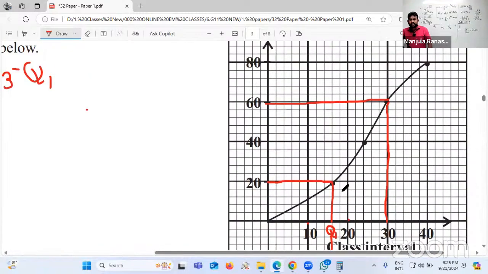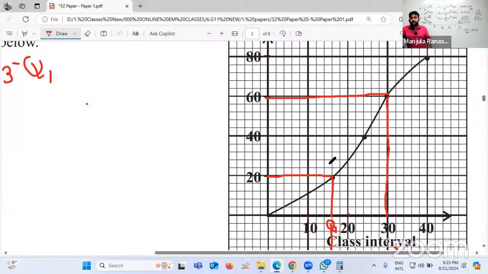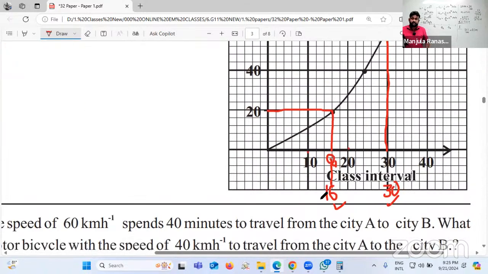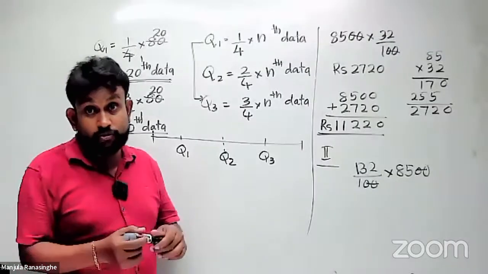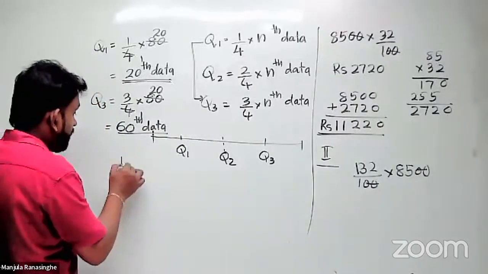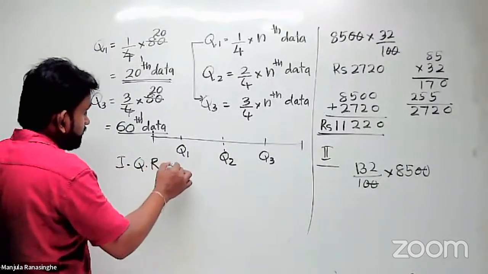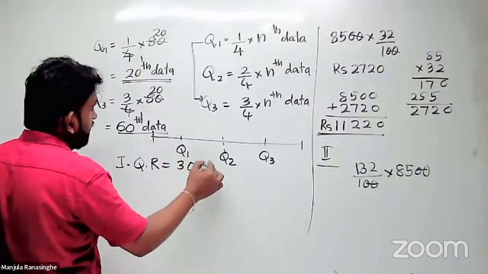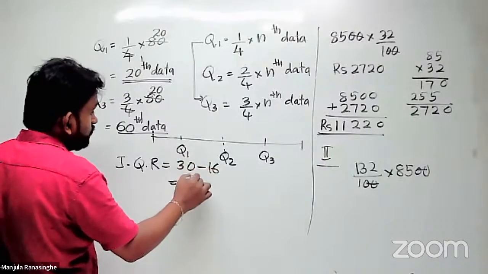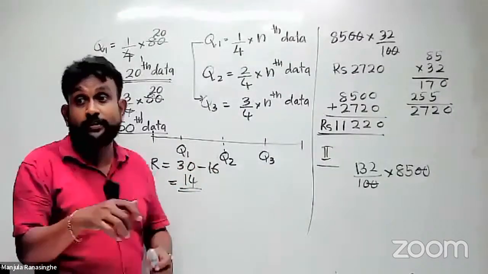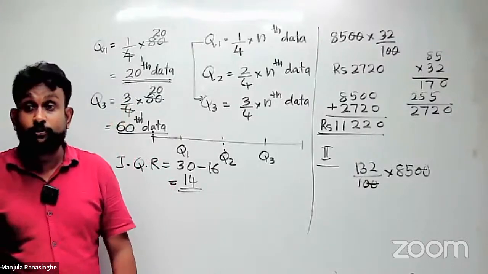So just take the difference of that. 30 subtract 16, that is the interquartile range. So IQR equals 30 subtract 16, that gives you 14.